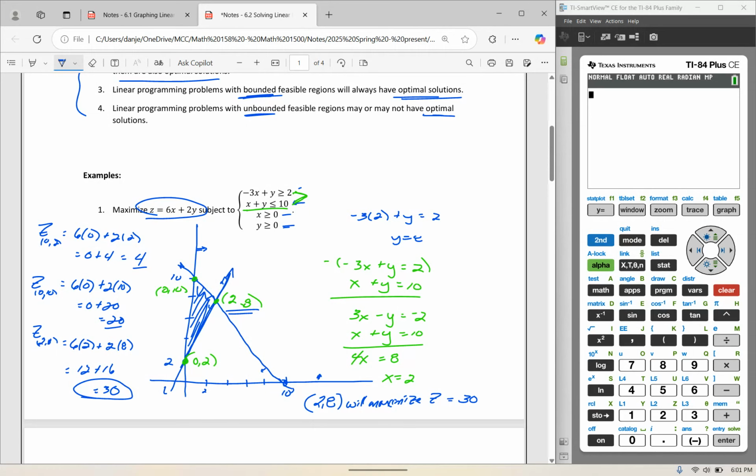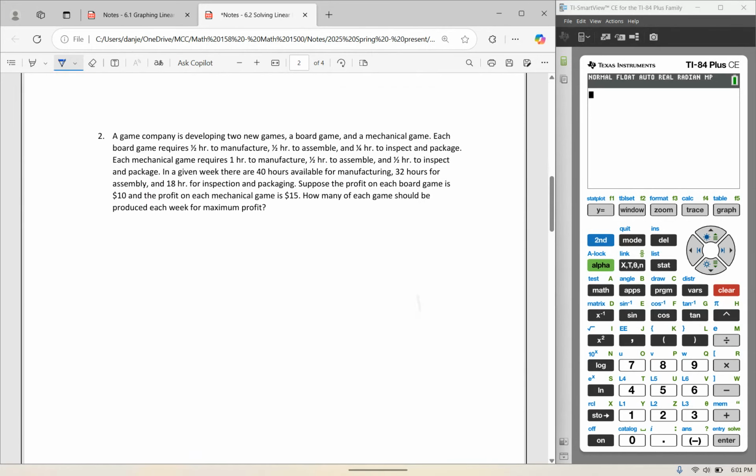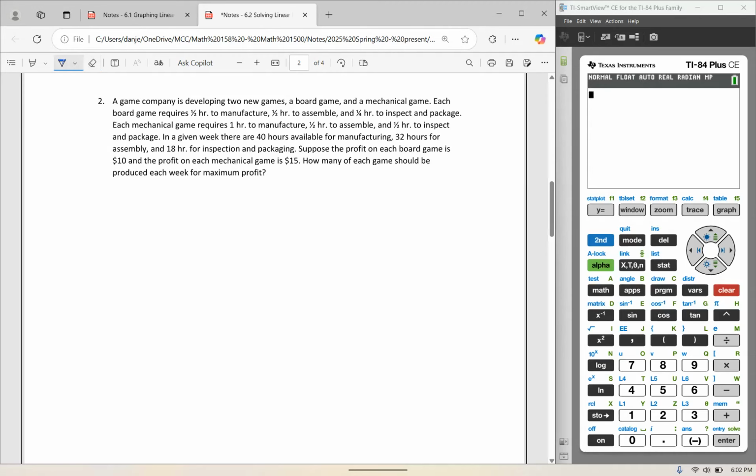Okay, so we're going to look at 3 examples here. In example 2, a game company is developing 2 new games. We have a board game and a mechanical game. Each board game takes a half an hour to manufacture, a half an hour to assemble, and a quarter of an hour to inspect and package. Each mechanical game requires 1 hour to manufacture, half an hour to assemble, and half an hour to inspect and package.